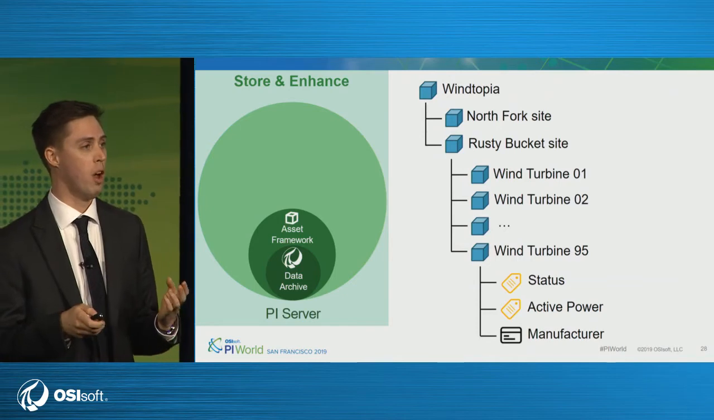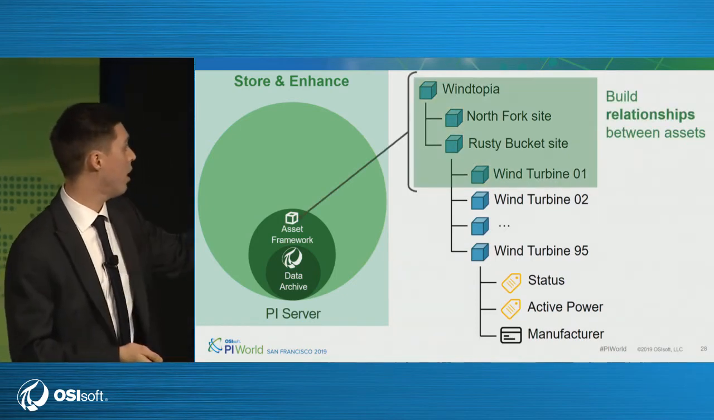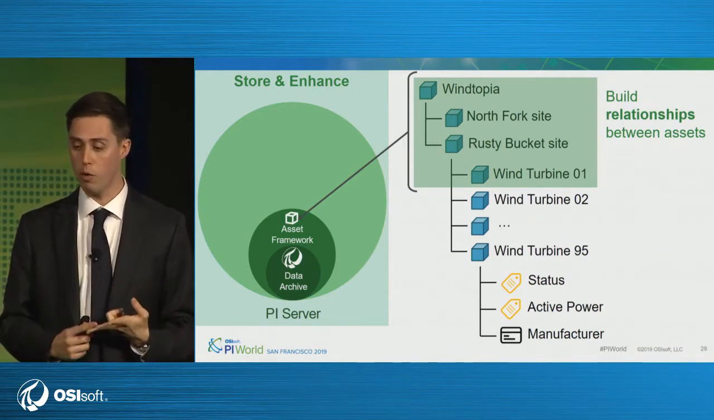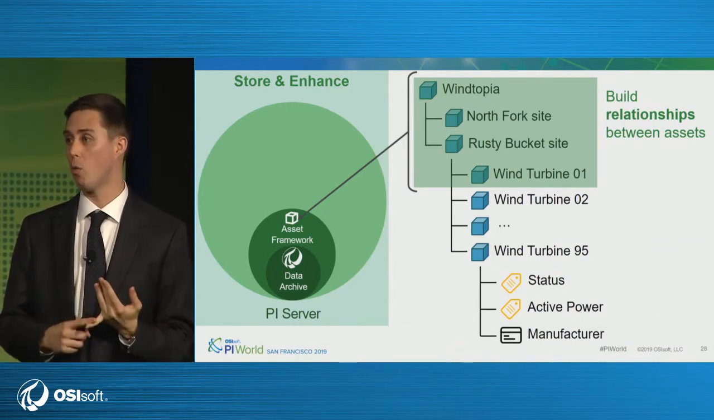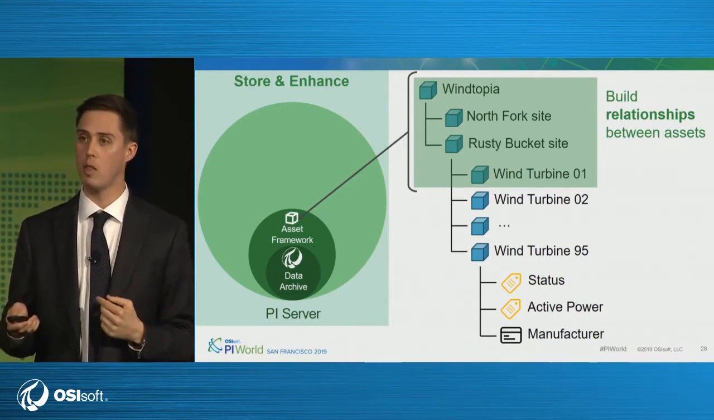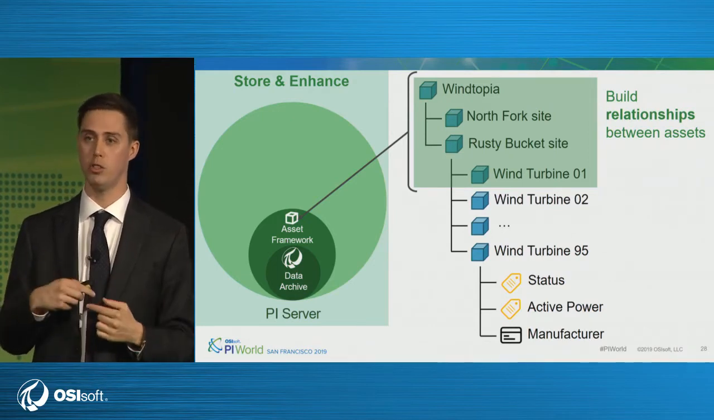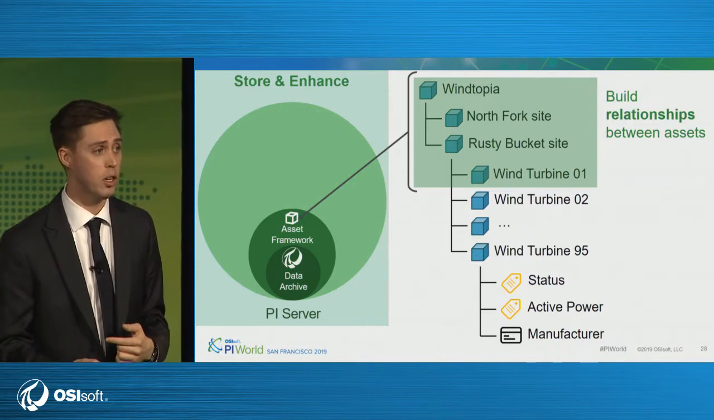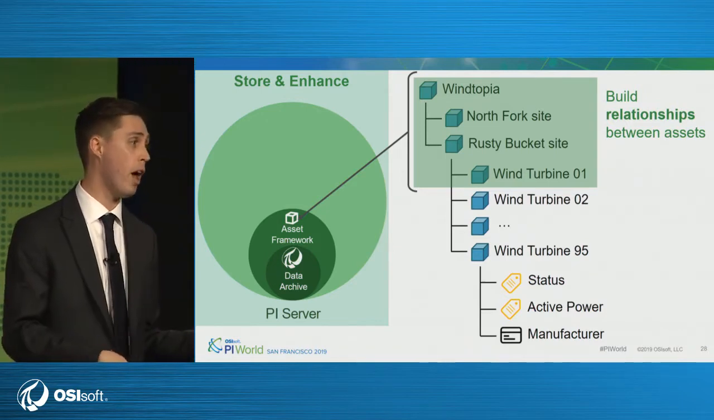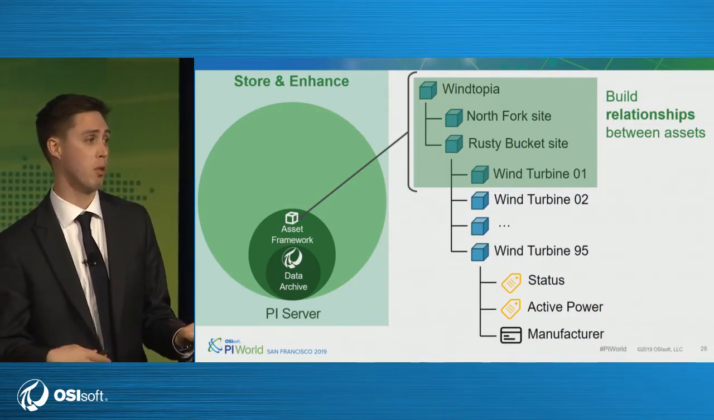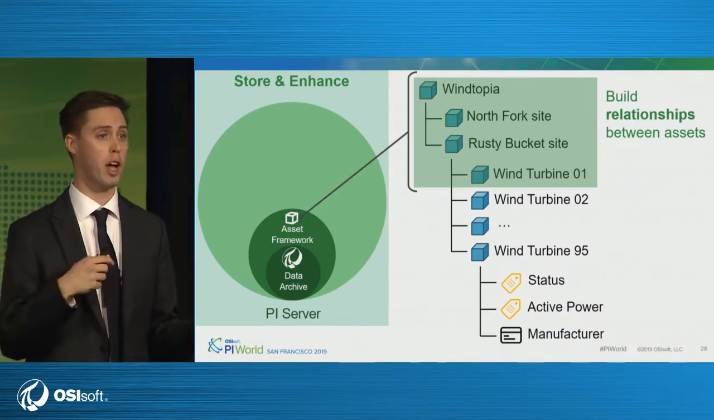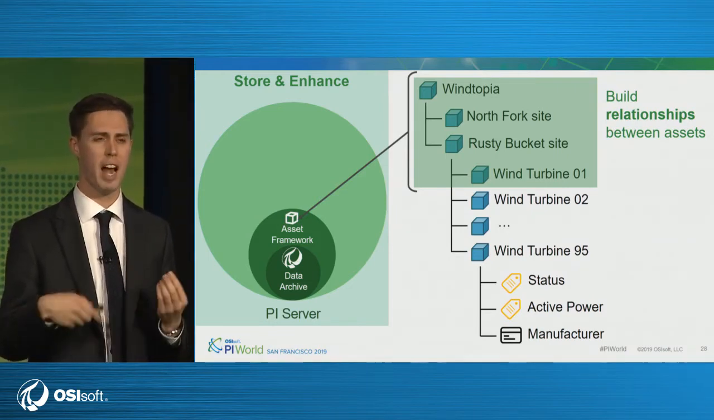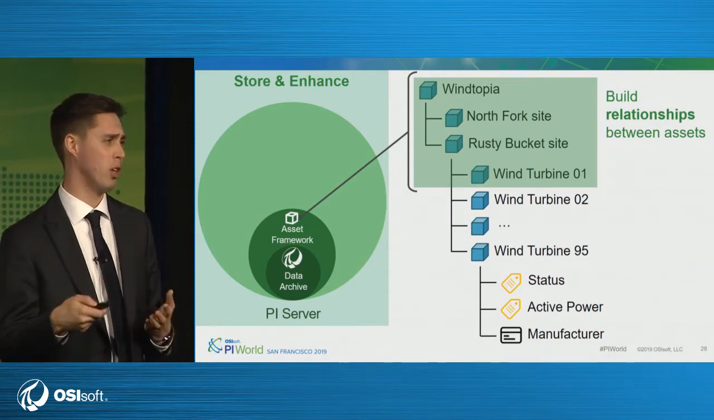So we have up here in the top, we have Windtopia, North Fork site, Rusty Bucket site, and Wind Turbine 1. And you can notice that they all have a parent-child relationship from each other. So Windtopia is our organization. We have various sites below that and various turbine assets below that. So this parent-child relationship is built in AF, and it's what really gives us that added value to the data that's coming in.